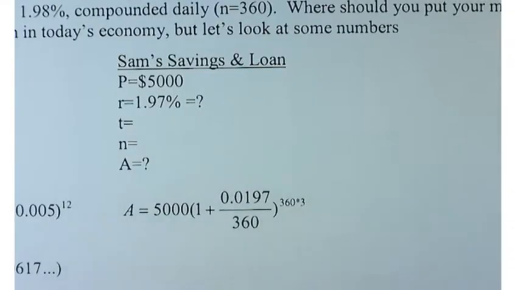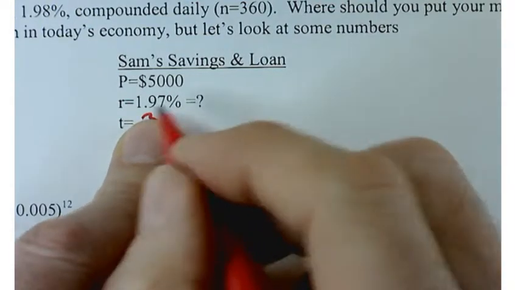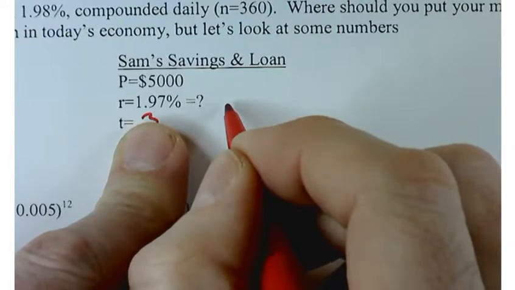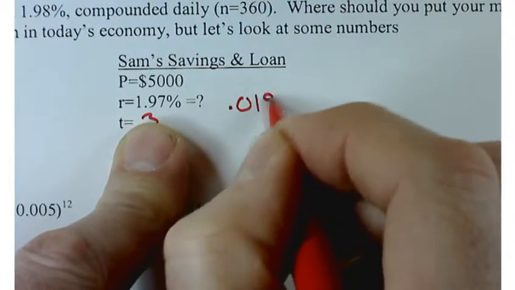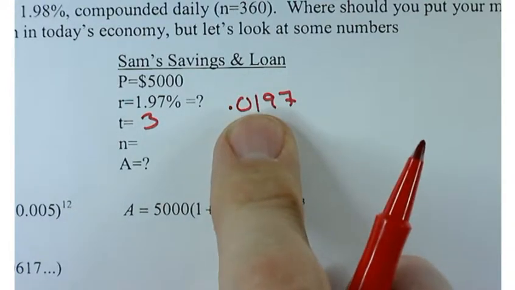Let's move over to Sam's Savings and Loan. Sam's going to invest for the same 3 years that Jackie is. The rate of interest is a little bit less. It's 1.97, so that it'd be 0.0197 as a decimal. It makes a big difference if you convert that to a decimal or not.